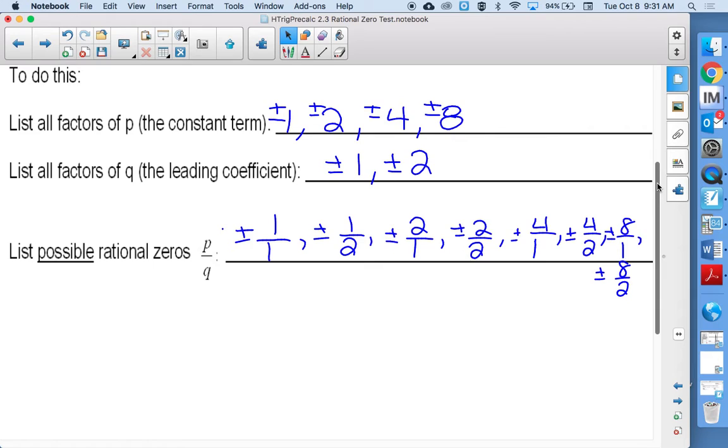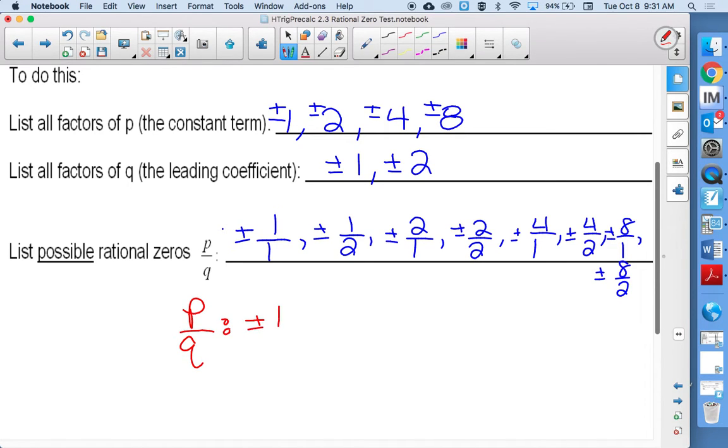So the last step, I'm going to simplify this, making sure there aren't any repeats and all the fractions are simplified, so that I get hopefully a smaller list. So 1 over 1 just simplifies to 1. 1/2 doesn't simplify. 2 over 1 is 2. 2 over 2 is 1. I already have 1 listed, I'm not going to write it again.